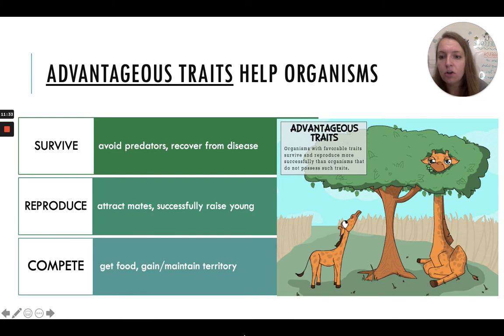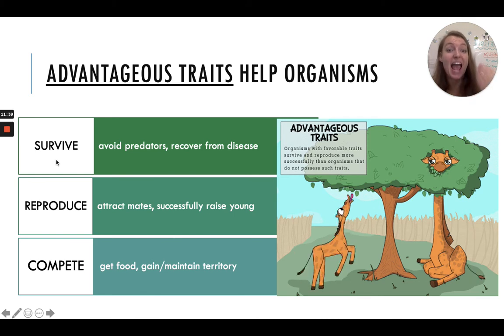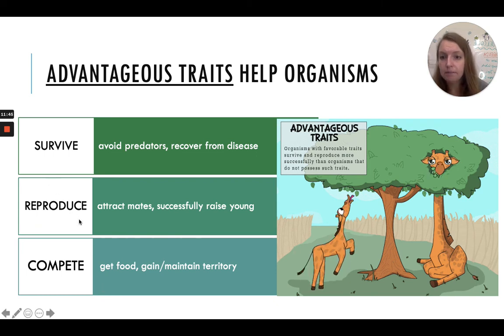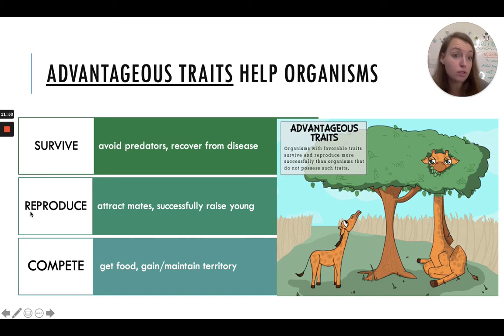So why are they important? Like we just said, advantageous traits are going to help an organism survive. They're going to give them an edge to avoid predators, get food, recover from disease, things like that. They're going to allow that organism to reproduce more easily. It's going to be able to attract mates and successfully raise its babies. And then last is compete.